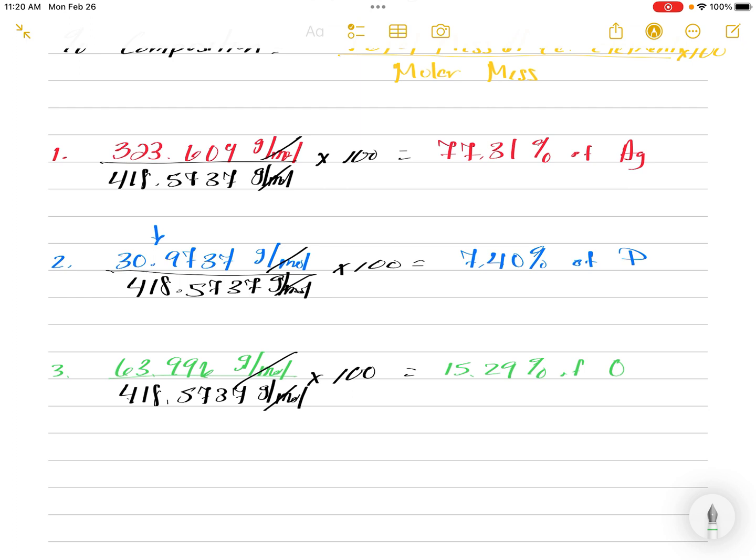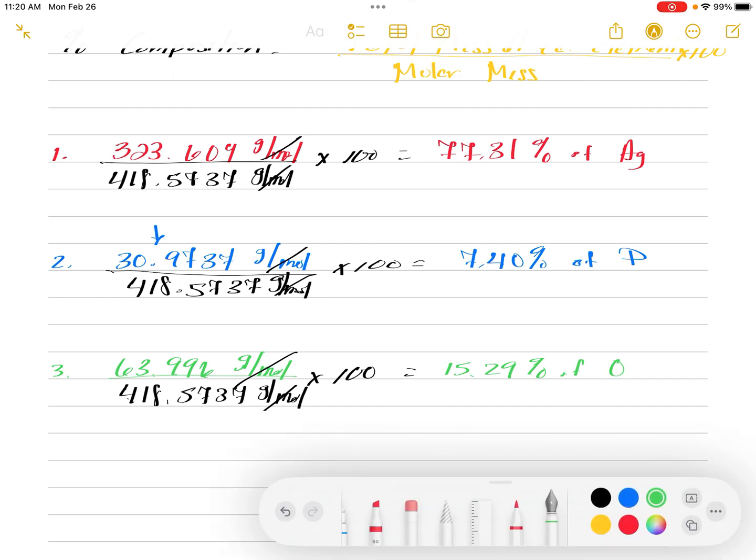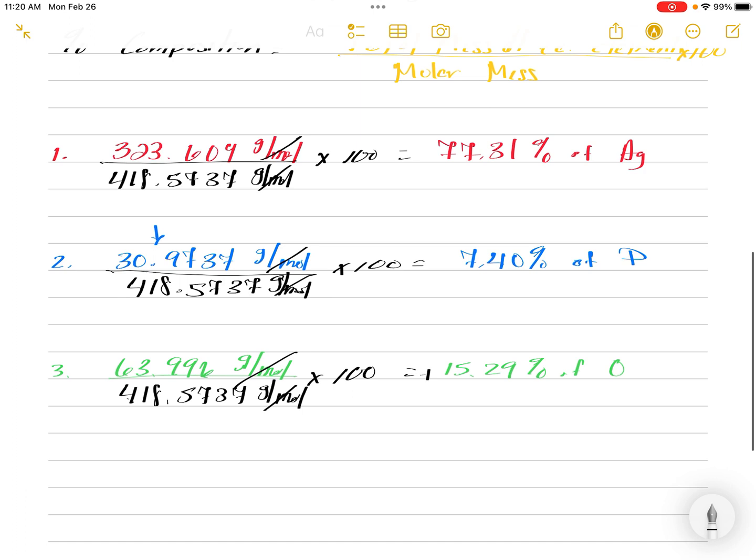So in this compound, we can see that silver occupies 77.31% of the mass, phosphorus occupies 7.40% by mass, and oxygen occupies 15.29% by mass. So the majority of this compound would be silver. Now, if I take all these and add them together, you should end up right at 100%.